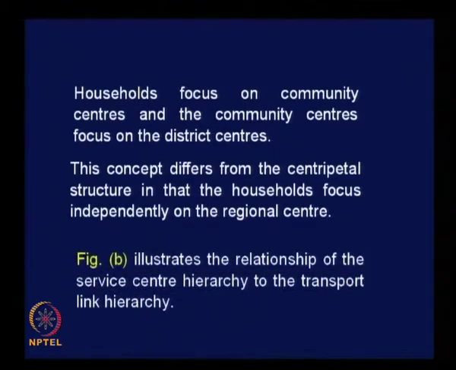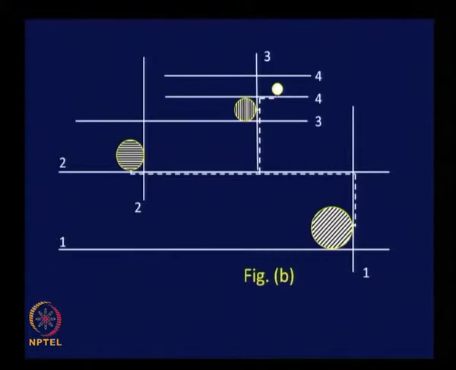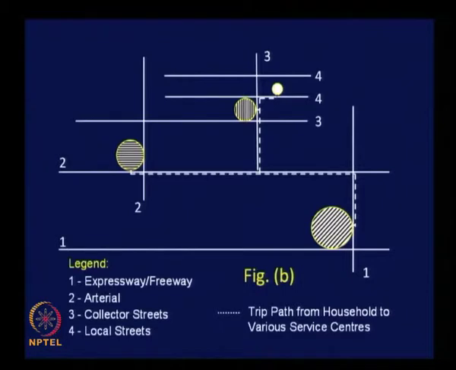Of course, we can look at the figure which shows the fitness of the road system hierarchy with the activity centers hierarchy. This is how the system works. Of course, legends are the same as we have seen earlier: number 1 expressway, number 2 arterial, number 3 collector streets, number 4 local streets, and the dotted line indicates the trip path from household to various service centers. Where are the households located? As usual, they are located along class 4 category roads, right.